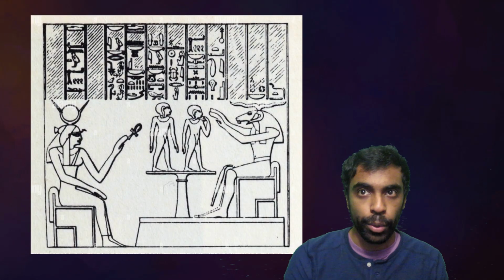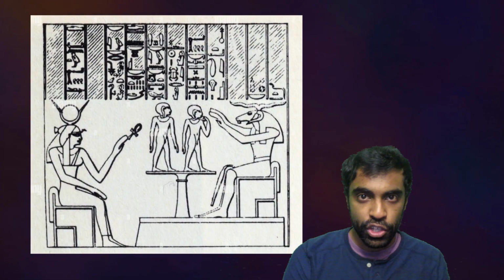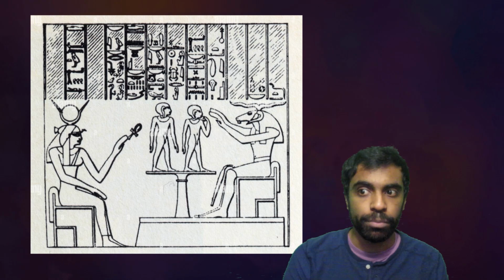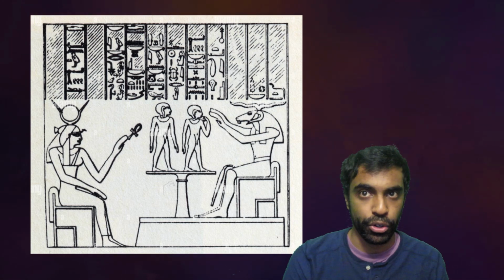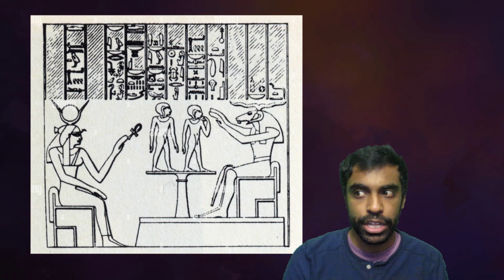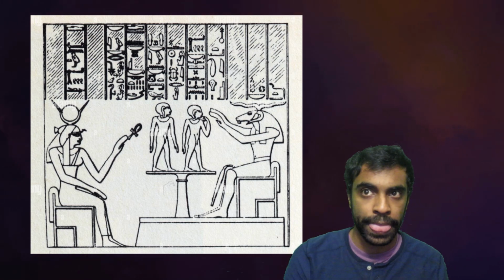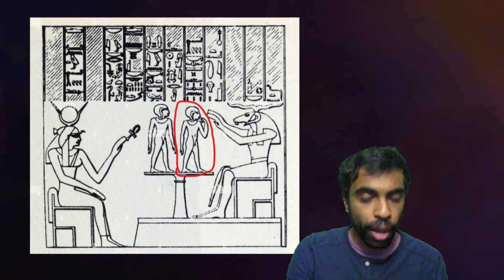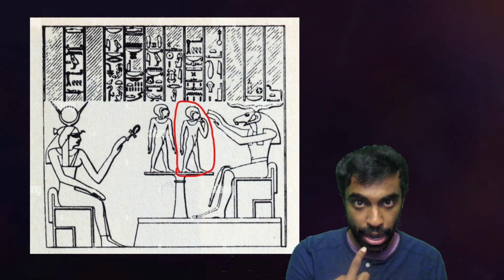So yes, the Ka is always depicted as a double, but the Egyptians believed that the god Khnum crafted each person on his potter's wheel. But he didn't just craft the person, he crafted the person and their Ka. And depictions of this show the Ka part of the person pointing at their own mouths, like this.